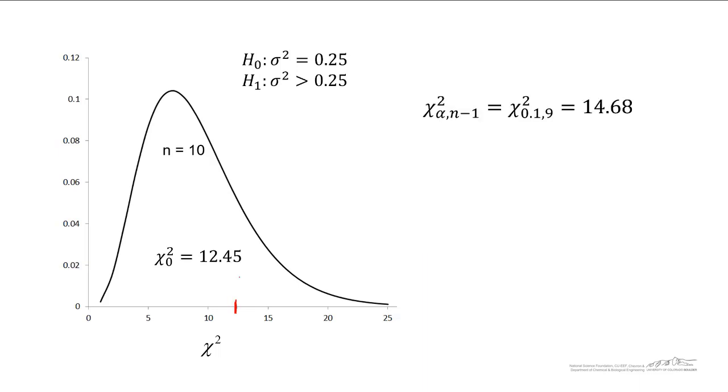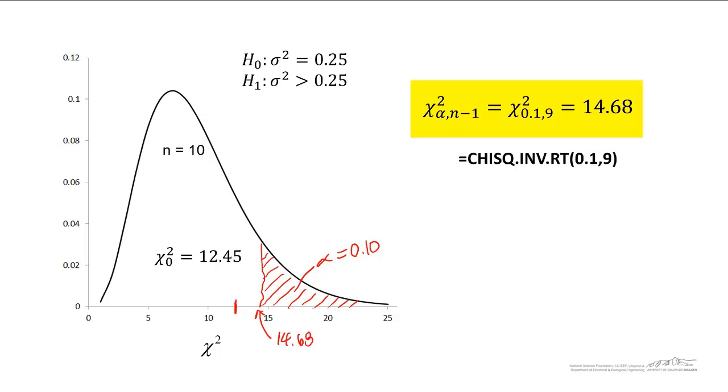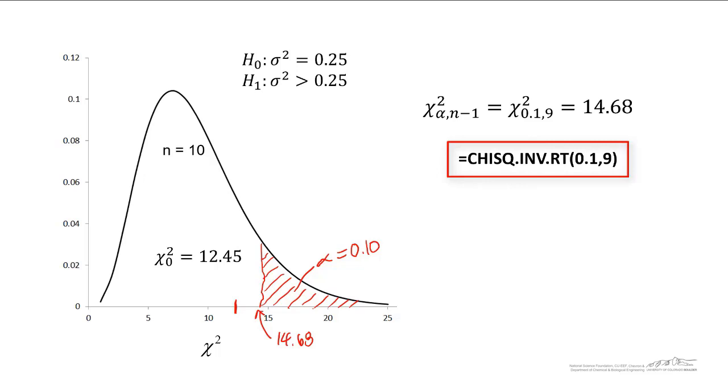We can compute the critical point. That is, if we put 10% of the population into the tail, alpha equals 0.1. That critical value that we have to exceed in order to accept the alternate hypothesis is 14.68. We can get that, by the way, by using tables in the back of your book in Appendix A, or you can use the chi-squared.inv.rt function, for right tail, in Excel. If you were doing a left-tailed, lower-tailed test, then you could just use the chi-squared.inv function without the RT. We have 9 degrees of freedom, and when you do that in Excel, you get 14.68.